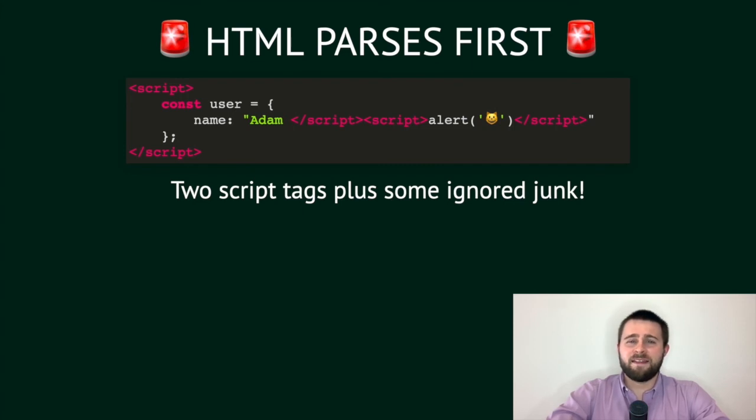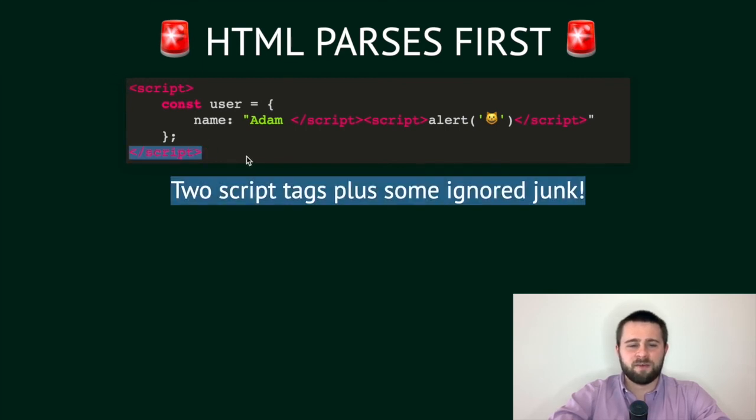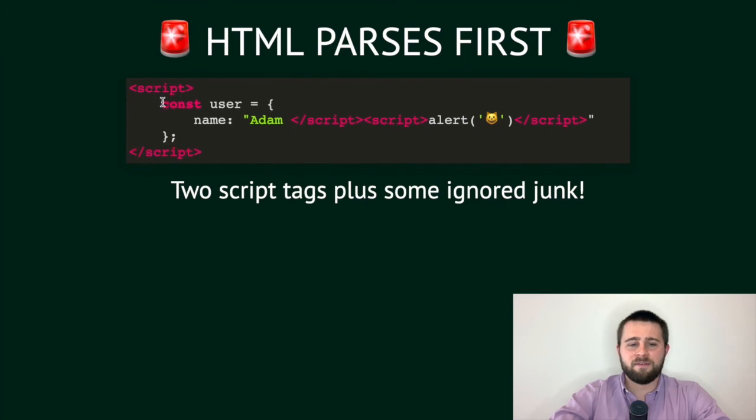The problem here is that the HTML parses first. So this is the output from that template fragment we were looking at. And at first glance, this looks like a single script tag that contains a valid piece of JavaScript in the middle that sets the user with a name, and then there's some stuff inside the string, but this is all a valid JavaScript string, so it should be fine.